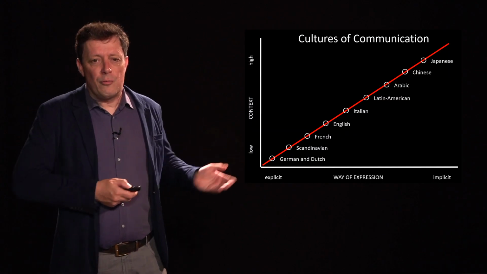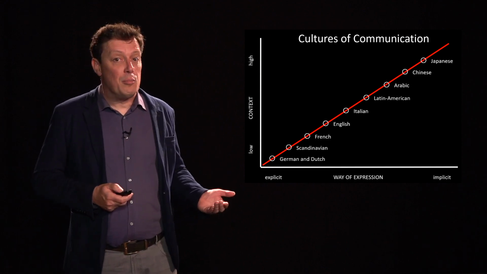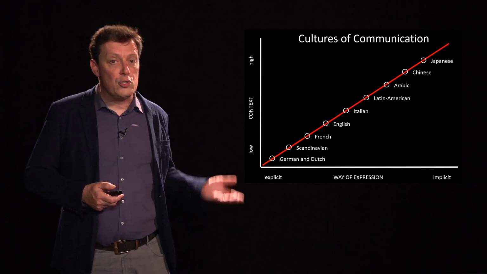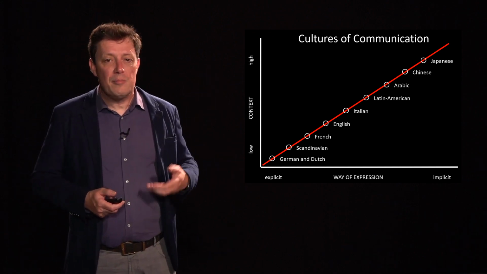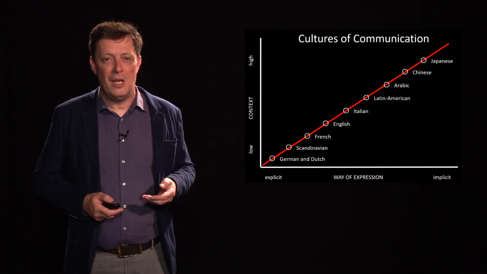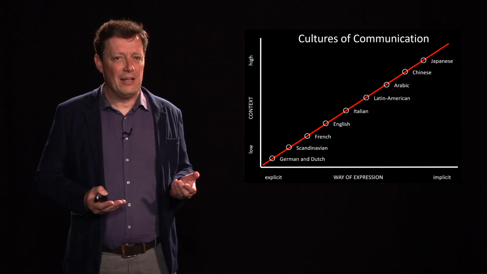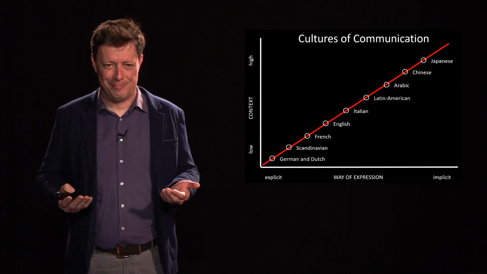On this graph, we can find context on the y-axis, for example increasing from low to high context. On the x-axis, you will find the expression from explicit to implicit. The communication cultures are listed on our graph according to their context and expression.